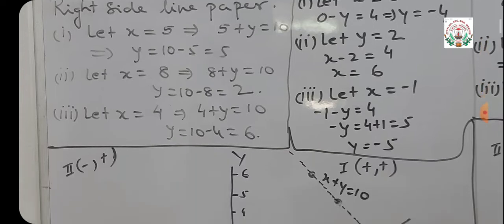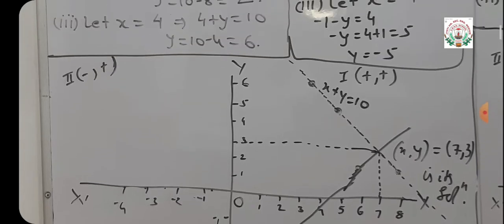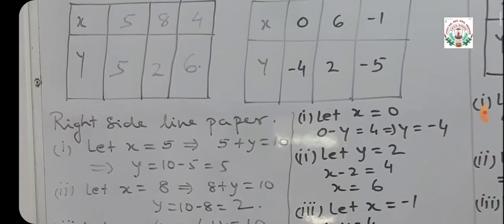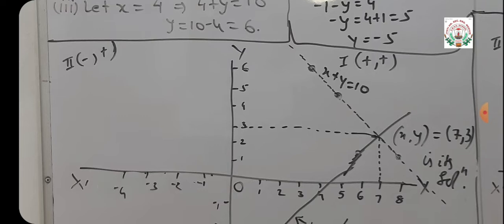Now we have to plot the points for the first equation, (5, 5). So what we have to do, we see in the graph x equals 5 and y equals 5. We plot a point. In the same way, the rest of the two points, (8, 2) and (4, 6), also must be plotted. When we plot these three points on the graph, they must lie in a straight line. We join these points and draw a straight line.